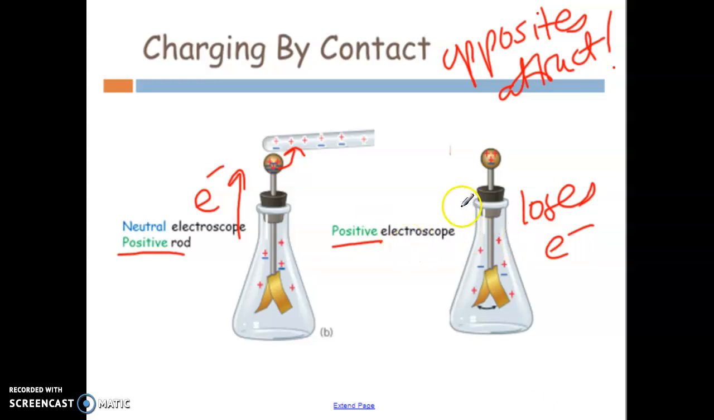So the charge that the object gets is always the same as whatever the charge is of the rod that you use to touch it with.